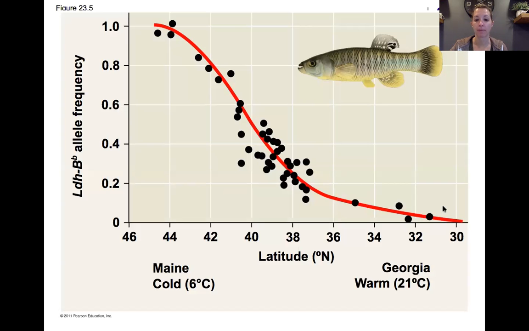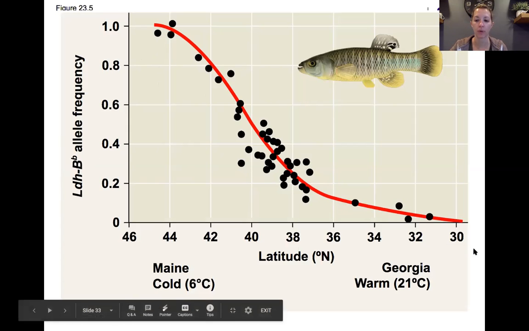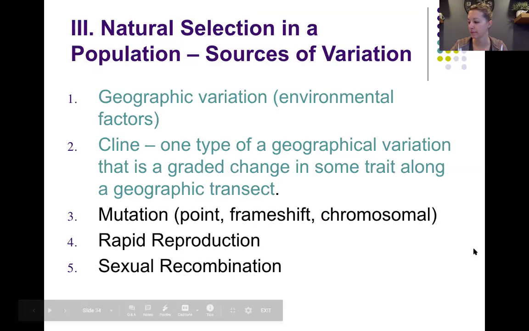Another example are these mummichog fish. They vary in a cold adaptive allele, which is this LDHB allele frequency. So in areas where you have much cooler climates, you're going to see a much higher frequency of the allele, almost close to 1. And then as you go down in latitude towards warmer waters, you're going to see a much, much, much lower frequency of those cold adaptive alleles because they don't need them in those warmer climates. This gene specifically codes for an enzyme that allows them to live in those cold environments. So of course, you're not going to need it as much in those warmer environments.